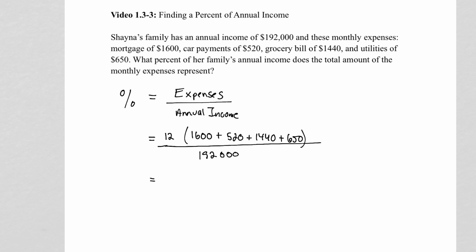So now if we just punch this into the calculator, let's see, her monthly expenses total $2,710. Multiply that times 12, and we get $32,520.